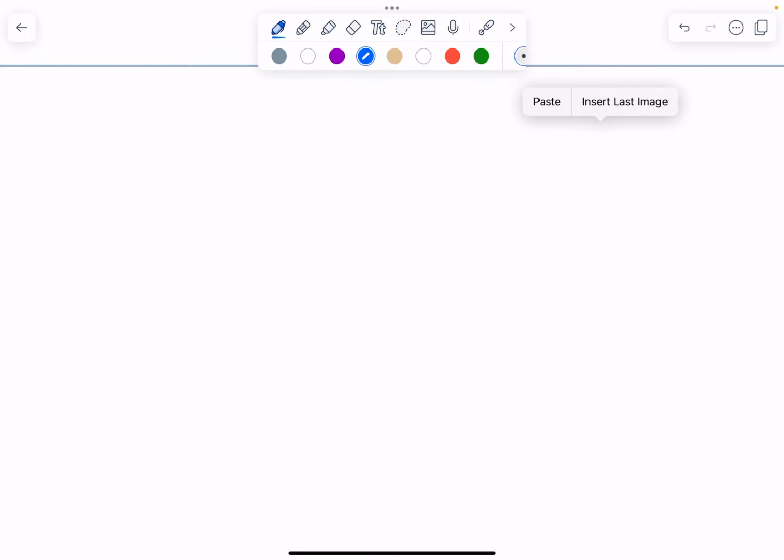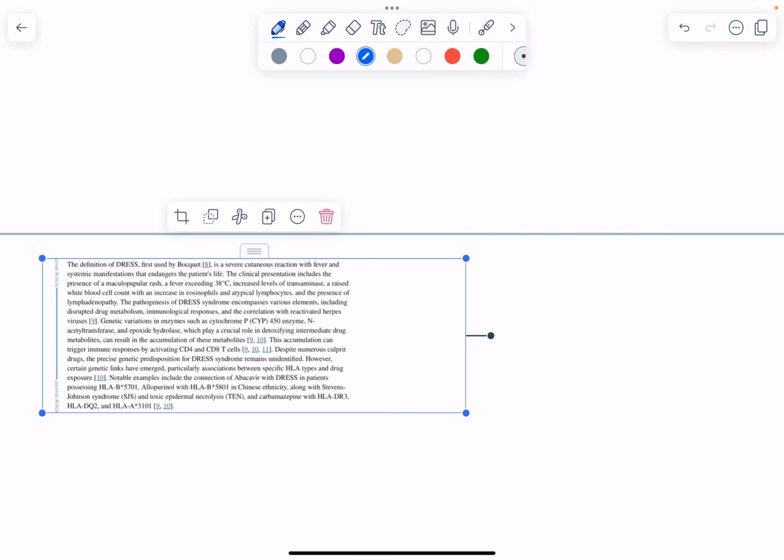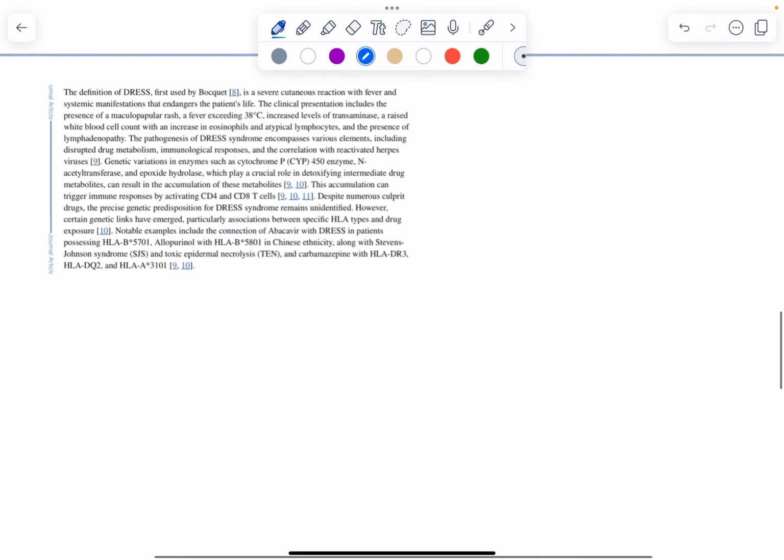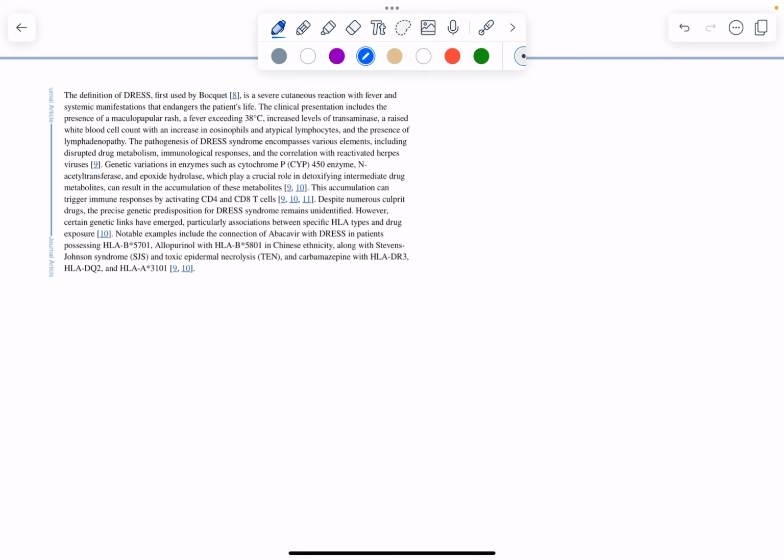So what can you say from this sentence? The definition of stress is used by Pocket, which is a severe cutaneous reaction with fever and systemic manifestation that endangers the patient's life. I don't think I can use it for my review, which is on isoniazid, right? And the clinical presentations, then they're showing genetic variations. These genetic variations play a crucial role in triggering of the immune system. So you can write it yourself.